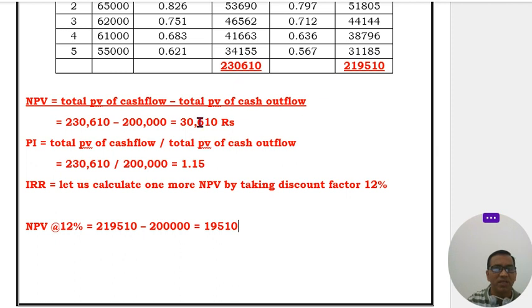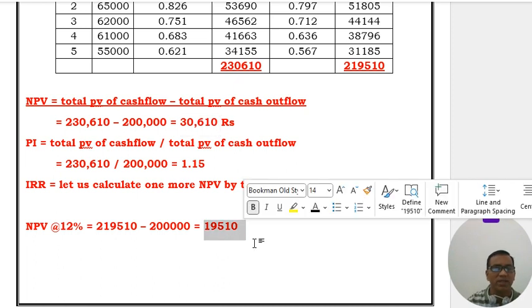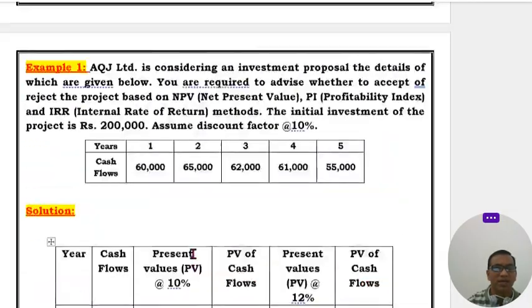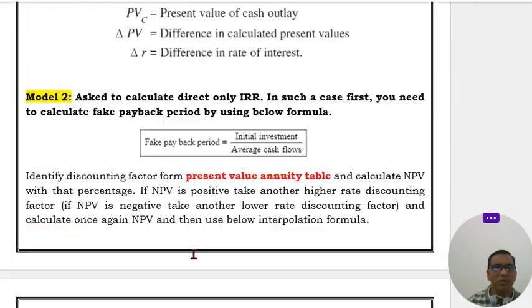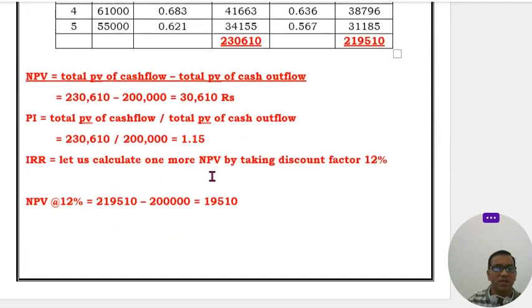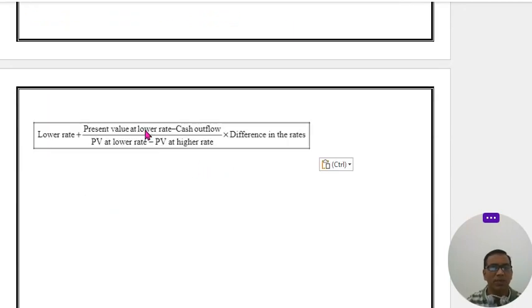This NPV is at the rate of 10%, and this NPV of 19,510 is at the rate of 12%. Now we have two NPVs at two different rates of return, 10% and 12%. So now you can apply the interpolation formula for IRR. What is the interpolation formula? I told you before, this is the formula we will apply, the IRR formula.